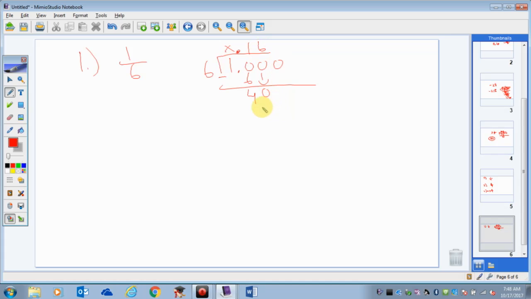6 times. 6 times 6 is 36. 40 minus 36 is 4. Bring down a 0. 6 will go into 40 6 times. 6 times 6 is 36. Come out with a 4, and we can see that the 6 is going to repeat here. So I'm going to have 0.16, and this part repeats. I can lose everything to the right of it. So I've got 0.16 with a bar over the 6 for bar notation, showing that that 6 will repeat.